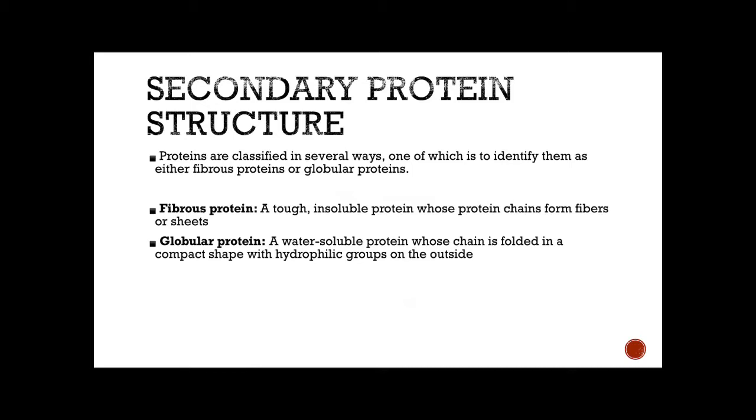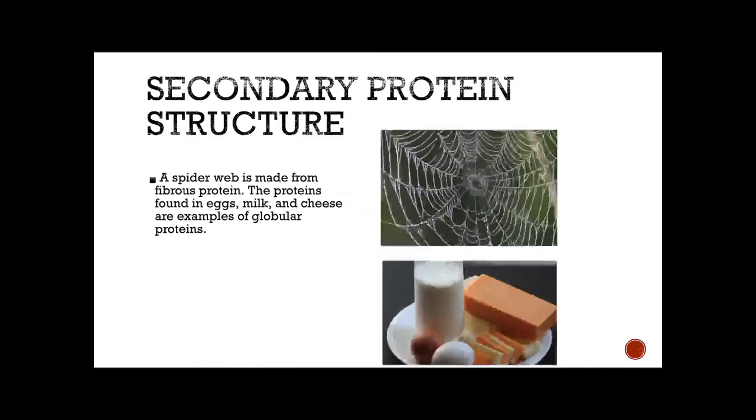And then globular proteins have a compact, spherical shape because sections of the polypeptide chain will fold over on top of each other due to the interactions of the R groups. So globular proteins have functions in the cells like synthesis, transport, and metabolism. And then I have a couple of examples here for you from your book. The spider web is an example of a fibrous protein, and the cheese and the milk is an example of a globular protein.